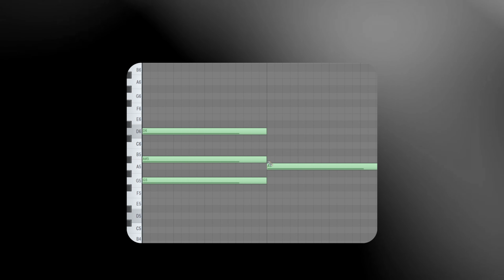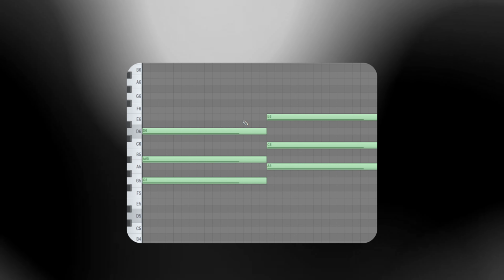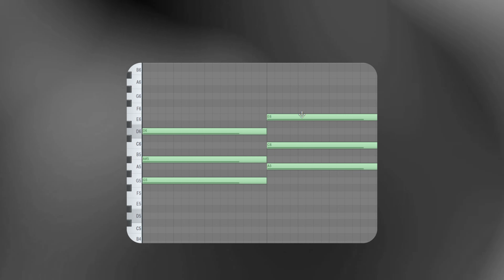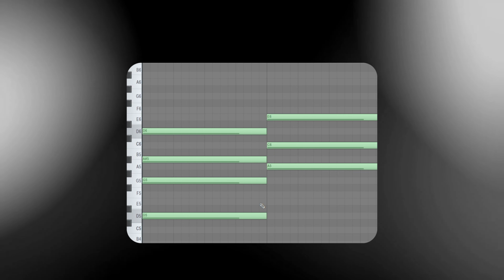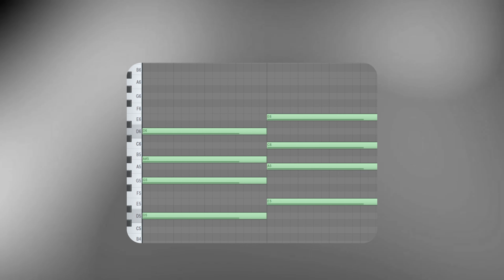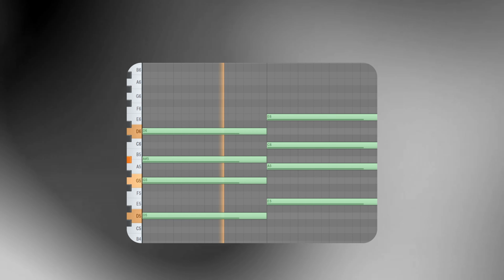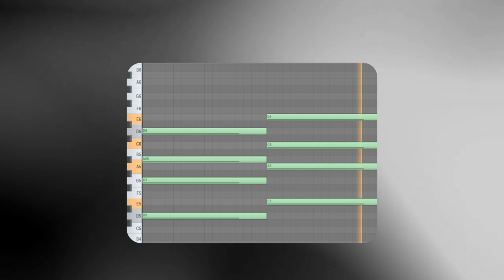So this is G minor, this is A minor, and I just took the top notes and dropped them down. So this is like a voicing that I liked. That's what we got. Fuller and sounds more cohesive.